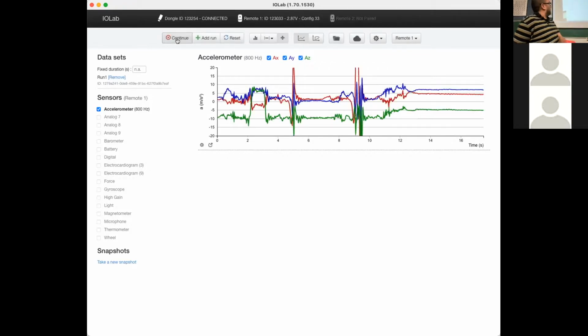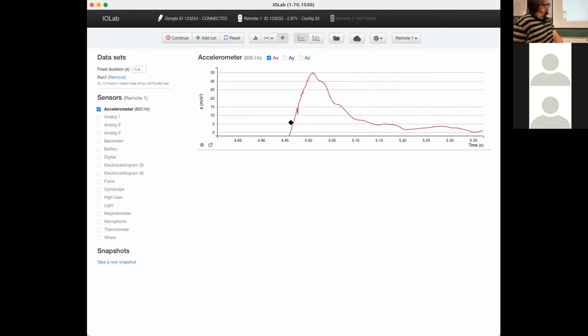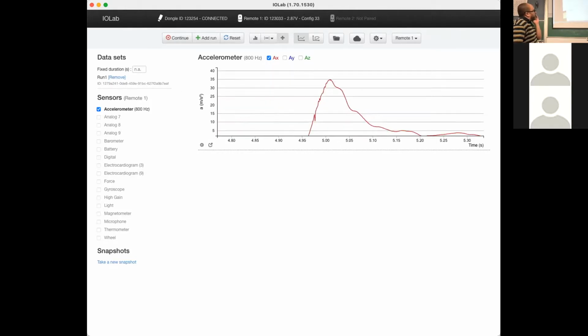Okay. So let's look at our data. All right. We've got our first one. Let's zoom in. And we'll just do AX. That's the direction that I was punching in. Okay, so this one got up to 35 meters per second squared. Okay, and then let's go over to the other one.